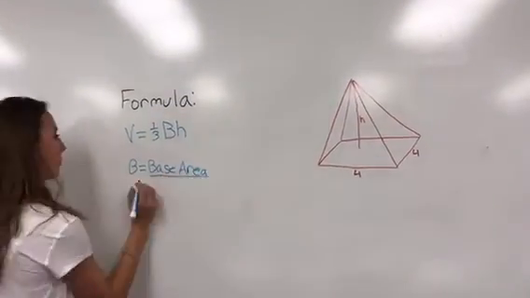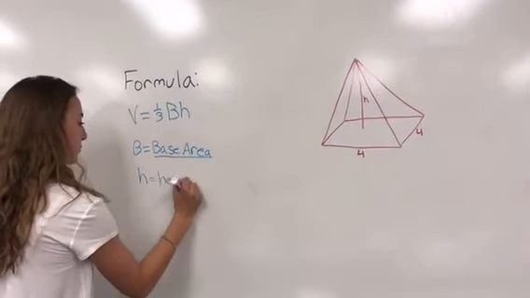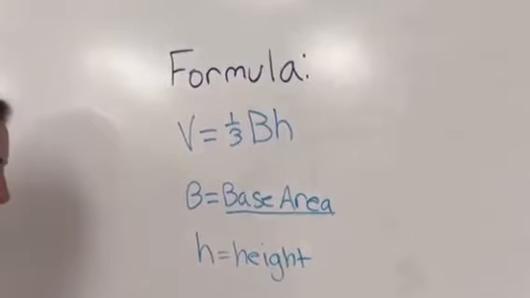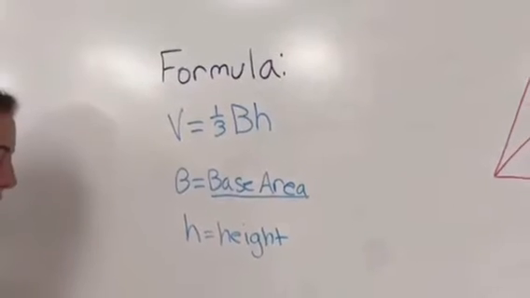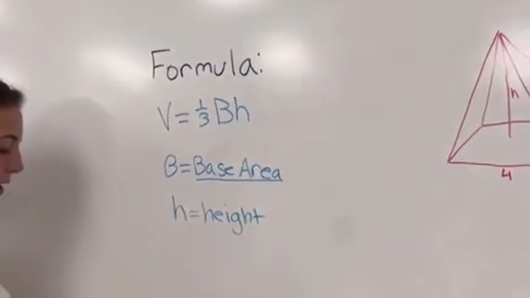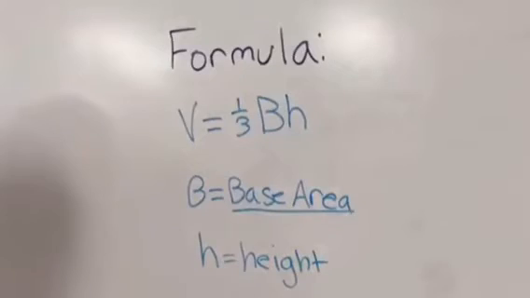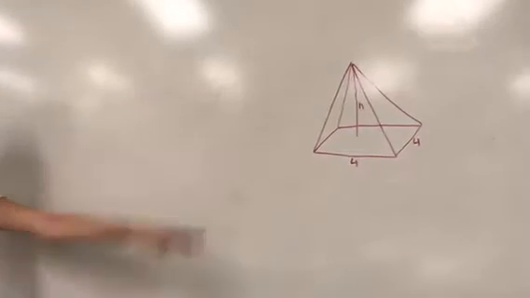So right now I'm just writing down the formula and I'm indicating to you guys which variables mean what. The formula is 1/3 times the base area, which is the entire area of the square at the bottom of the pyramid, times the height. Take a minute to record the formula or any other information you find useful. Now let's try a problem.